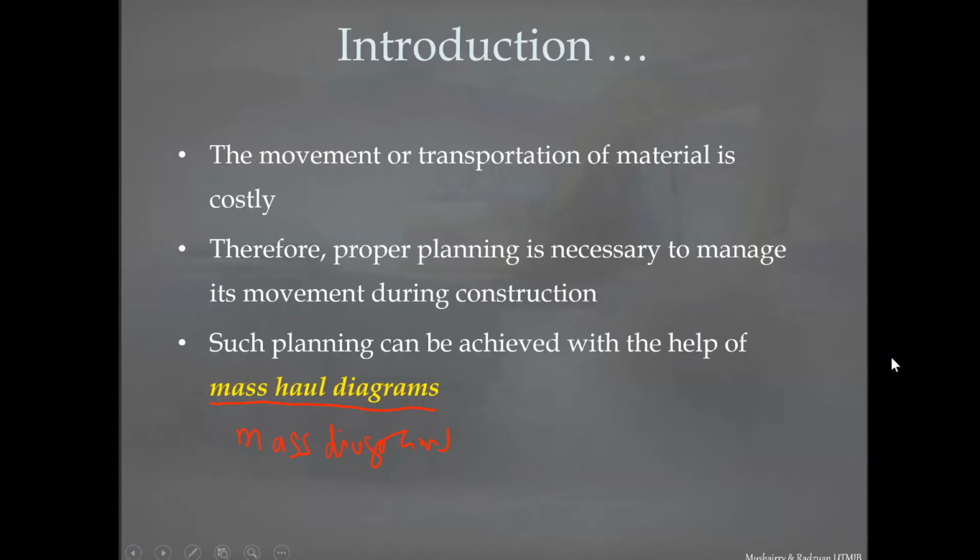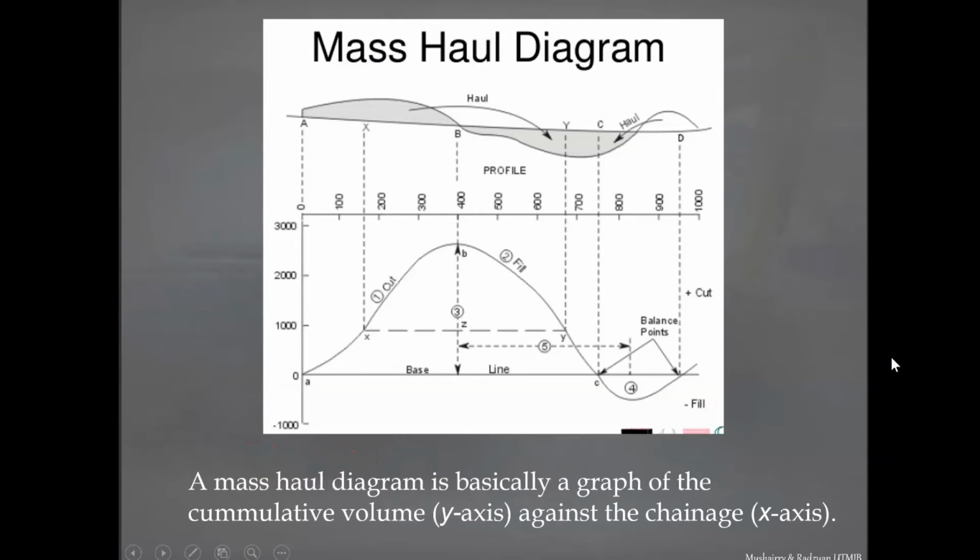Okay, the next slide shows what a mass haul diagram is. It's basically a graph of cumulative volume on the y-axis against the chainage on the x-axis. So if you look at this diagram, the y-axis is the cumulative volume, and the x-axis is the chainage.